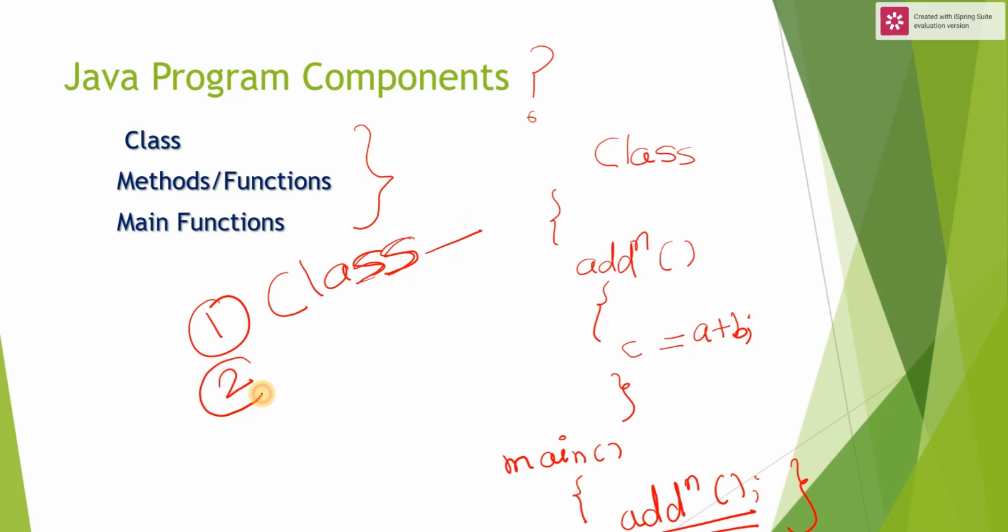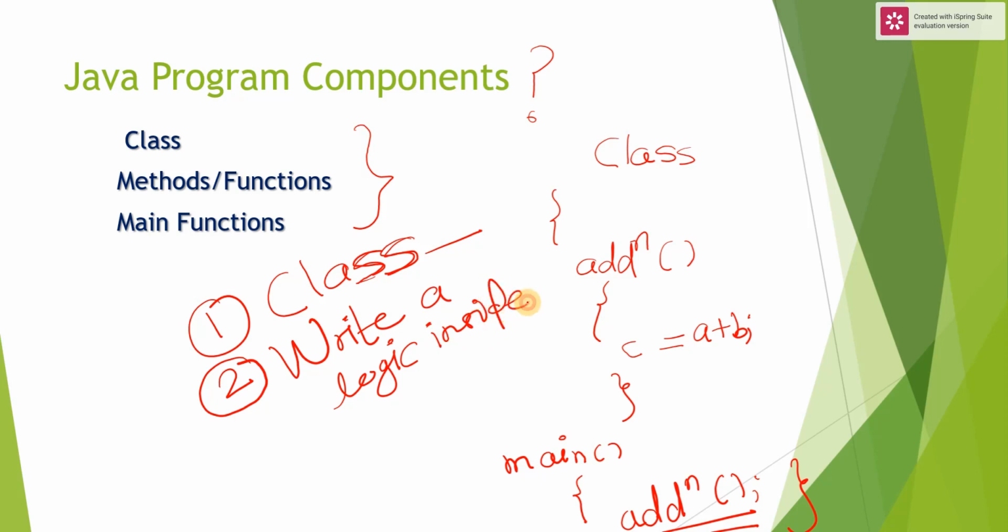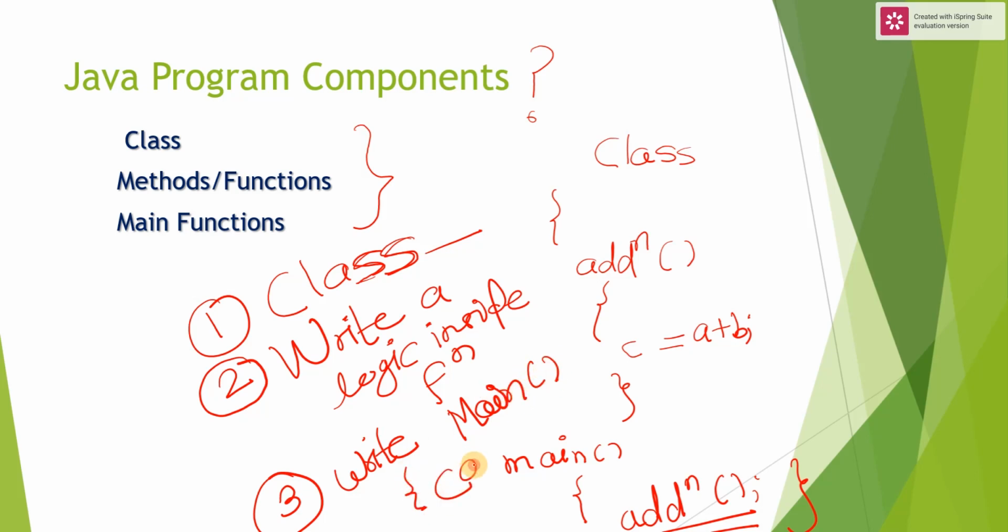Second step is to write a function or to write a program logic inside our function, and third is write a main method. So inside this main method we have to call our required method. So these are the steps to create a Java program. After that we have to compile that program and we have to run that program if no errors.